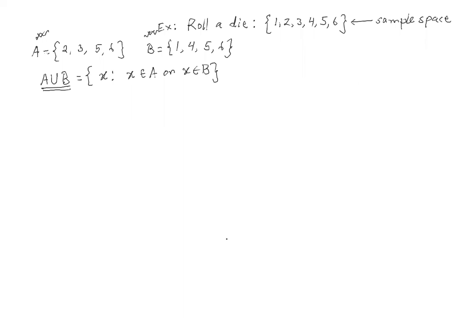So what is such a set? If you go through these numbers in these sets, you will see that such a set is 1, 2, 3, 4, 5, and 6. Even though 5 and 6 are common in both of them, yet we write them only once here. So that's what it means to unite or make a union of two sets.